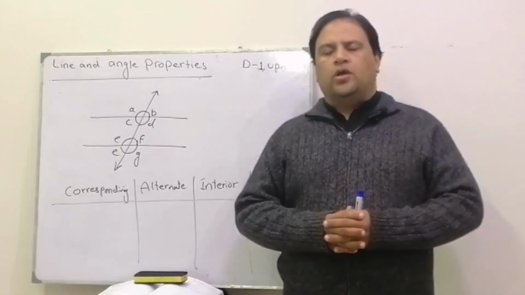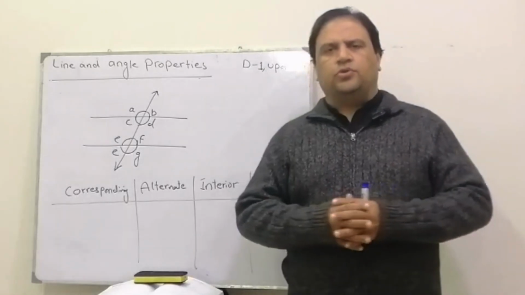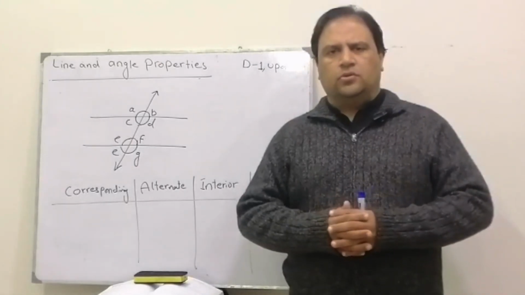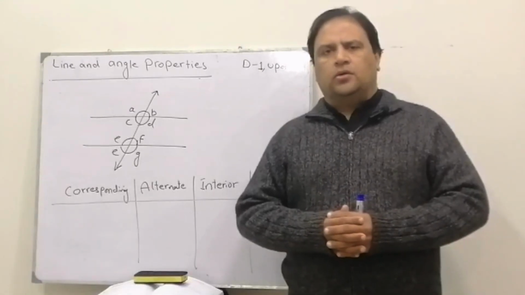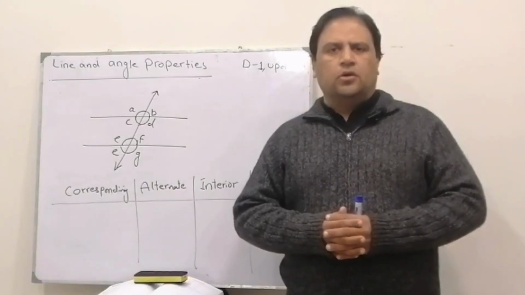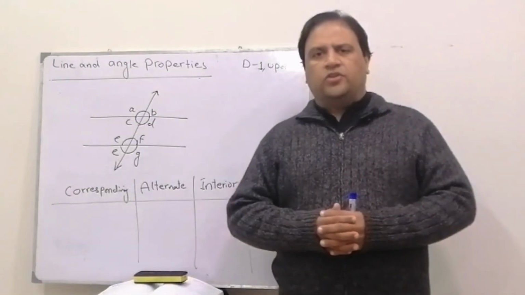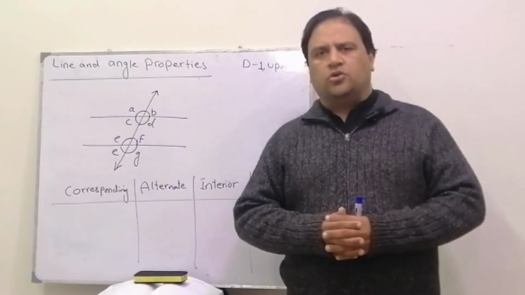Okay. Today we will discuss, as I told you in the previous video, that in the next video, which I have just started, we will discuss the situation when a transversal intersects a pair of parallel lines, which kind of angles it makes, and what is the relation of these angles.